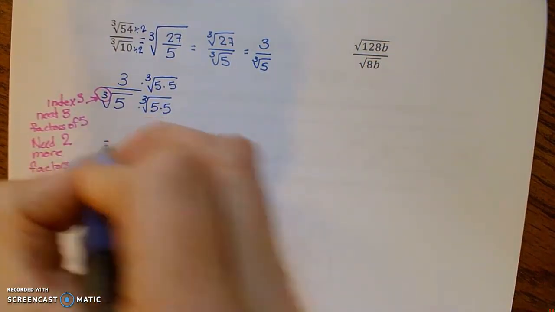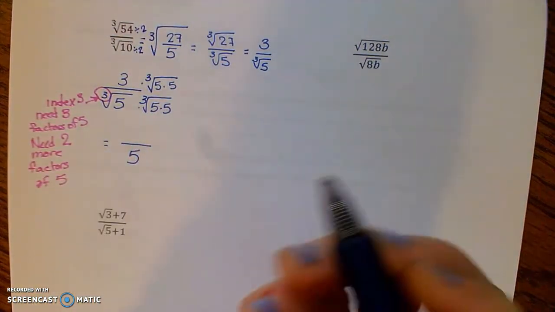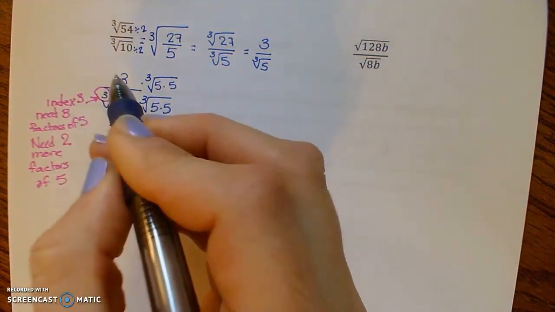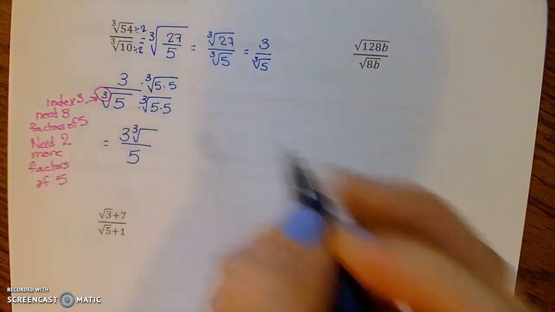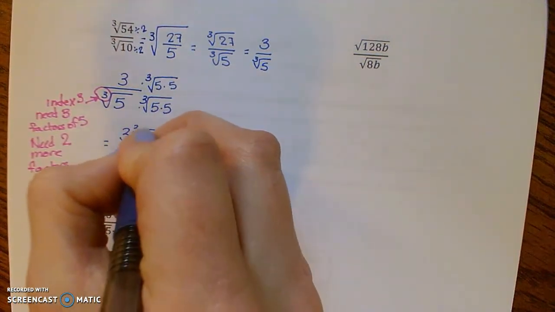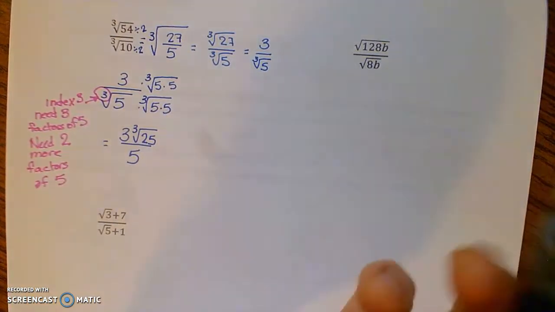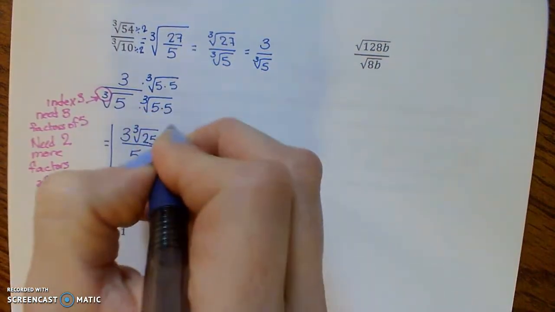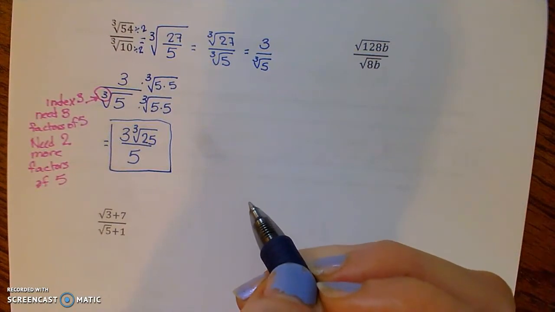So now what happens is the denominator simplifies to just 5, because the cube root of 5 cubed is just 5. And now the numerator, I've got 3 on the outside, and now I have the cube root of 5 times 25, right? And I can't simplify that any further because there are no groups of 3 of the same factors in the number 25. So here it is, 3 times the cube root of 25 all over 5.